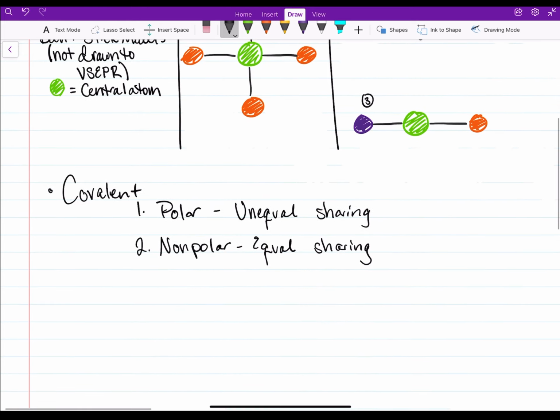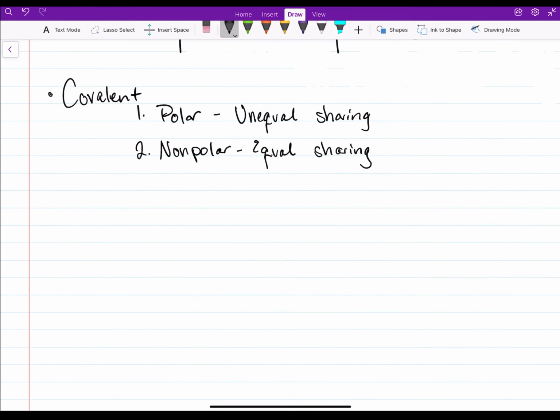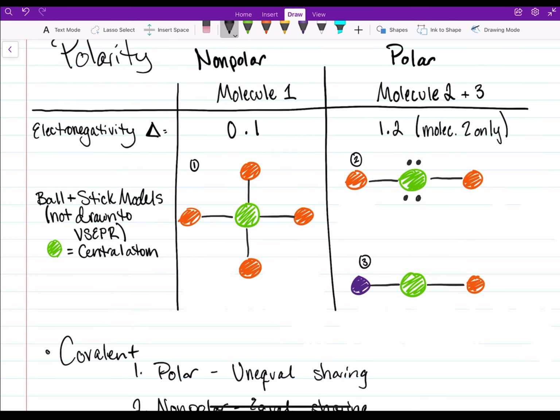The difference between polar and nonpolar, which you'll remember from earlier in this unit, is that polar has an unequal sharing of electrons. Nonpolar is an equal sharing of electrons. So polar is unequal. The electrons are going to spend more time around one of the elements than they will the others. And nonpolar is the electrons spend an equal amount of time around all of the elements. So how can we tell just by looking at this first molecule, just by its structure, that this is going to be a nonpolar molecule?